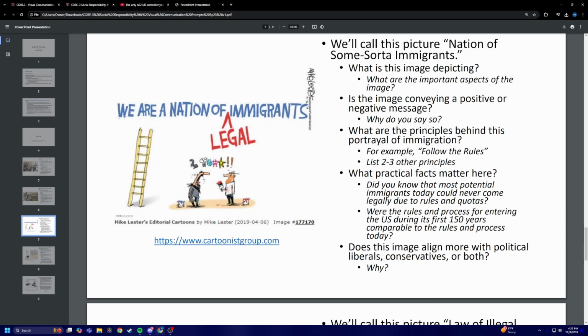What practical facts matter here? Did you know that most potential immigrants today could never come legally due to rules and quotas? Well, I did know that, and I still think that, you know, we should tone down immigration. Were the rules and processes for entering the U.S. during its first 150 years comparable to the rules and processes today? No. Yes, absolutely. It is far easier getting into the nation today.